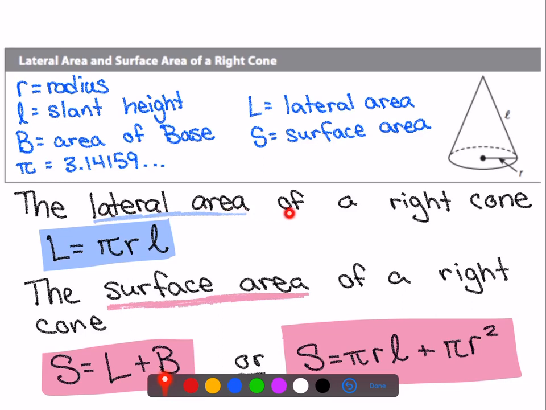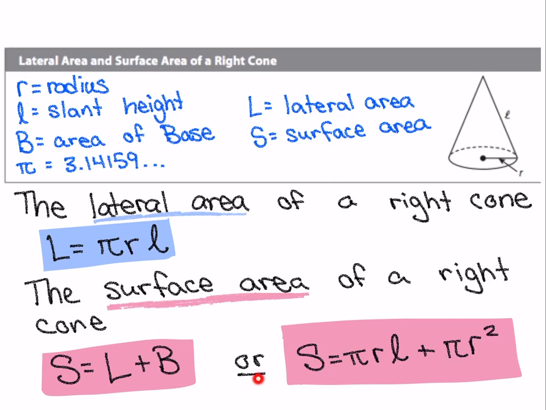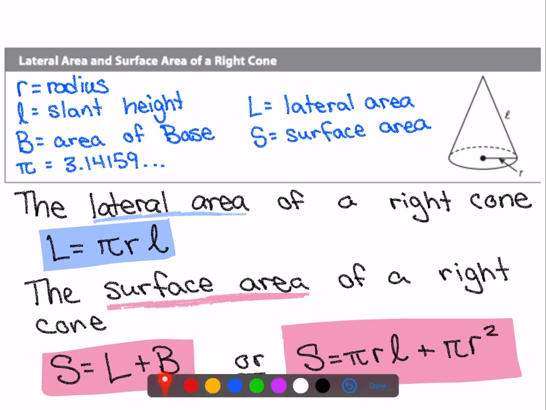So the lateral area of a right cone, so that's the area of the cone portion here, not of the actual base, just the cone portion. Lateral area is equal to pi times our radius times our slant height, or pi RL. The surface area of a right cone is equal to capital L, our lateral area, plus the area of our base. Or you can think of it as surface area is equal to pi RL plus pi r squared. Pi RL kind of sounds like IRL, so keep that in mind if it helps you out. If it doesn't, work on memorizing this. This will help you out down the road.